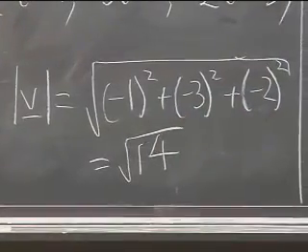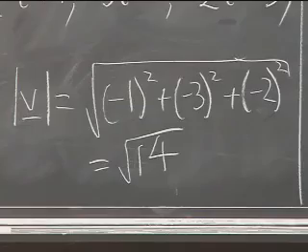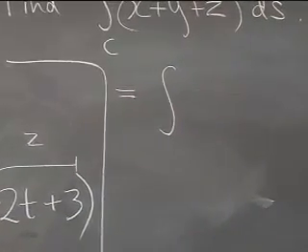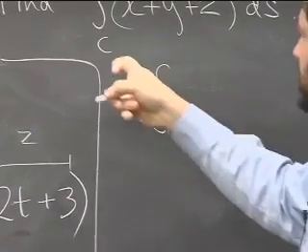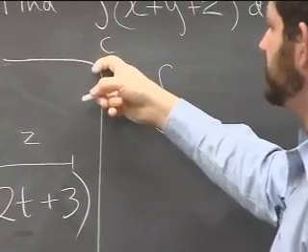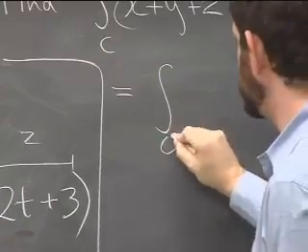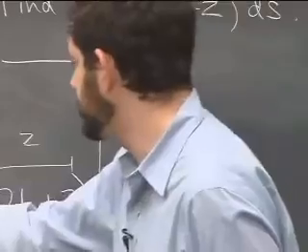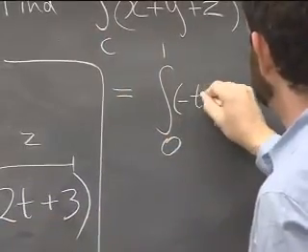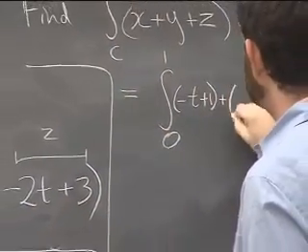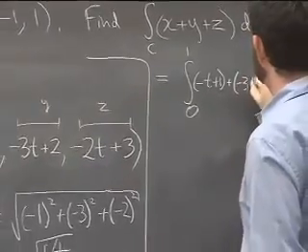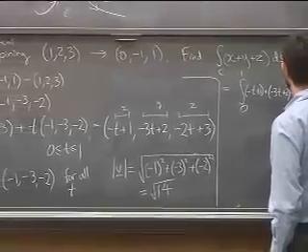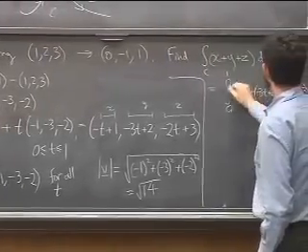All right, now we can finally come back and do this integral. Let's change it to t-land. It's a sort of substitution. The c, the contour, we've decided is parameterized for t between 0 and 1. And now we look at what x is. Well, according to this, x is minus t plus 1. And y is negative 3t plus 2. And z is negative 2t plus 3. So that takes care of the integrand.